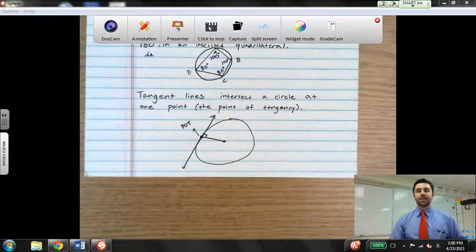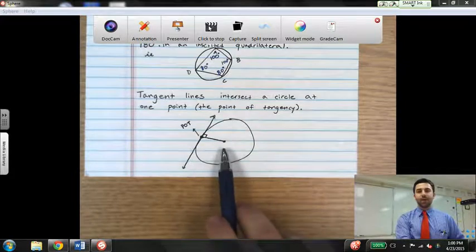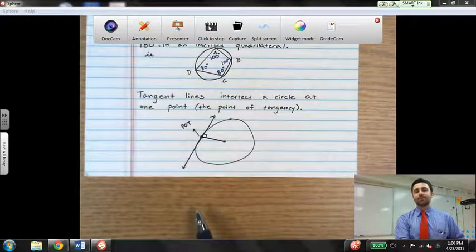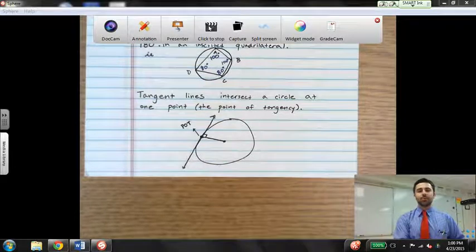Tangent lines intersect a circle at one point, and this is called the point of tangency. You'll see that I've drawn a radius to that point of tangency. A radius drawn to a point of tangency creates perpendicular lines with the tangent line.